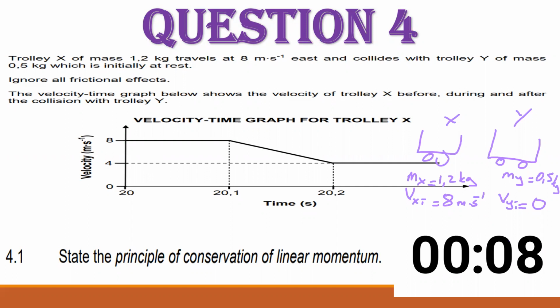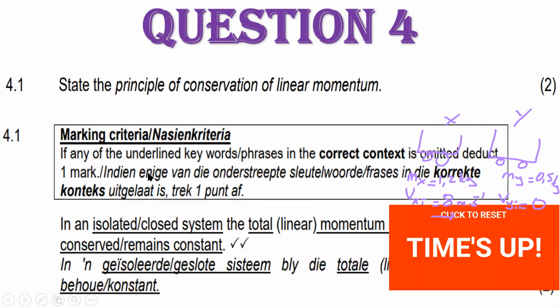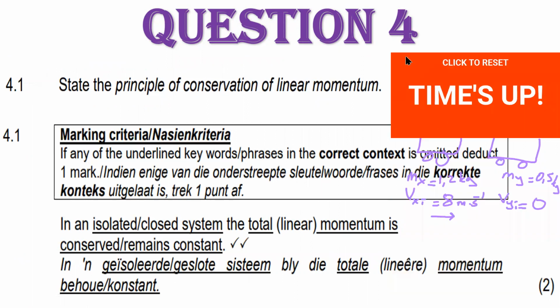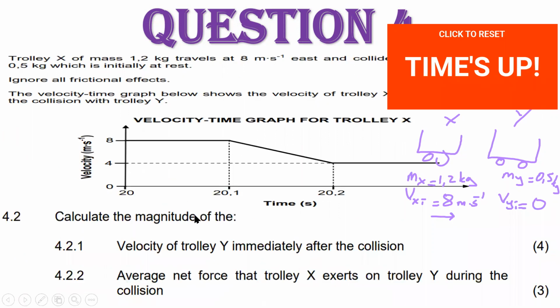In this question, what else is given? We're going to show you on the graph other stuff that is given. All right, time's up. So let's show our first answer, 4.1. They said, in an isolated system or closed system, the total linear momentum is conserved or remains constant. This is our answer for 4.1. Please double check whether your answer is correct or not. 2 marks come with this definition.